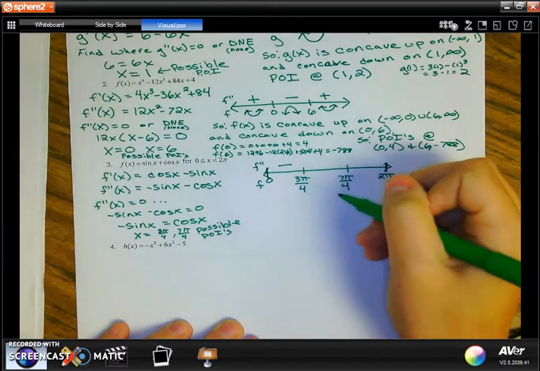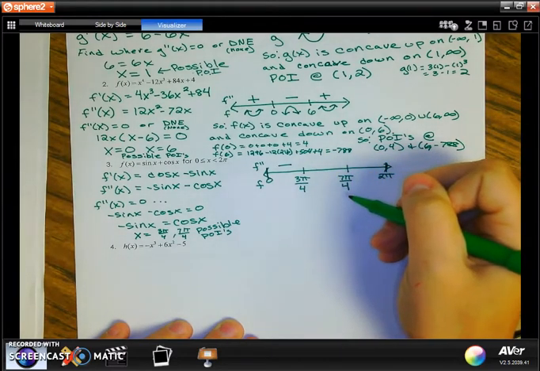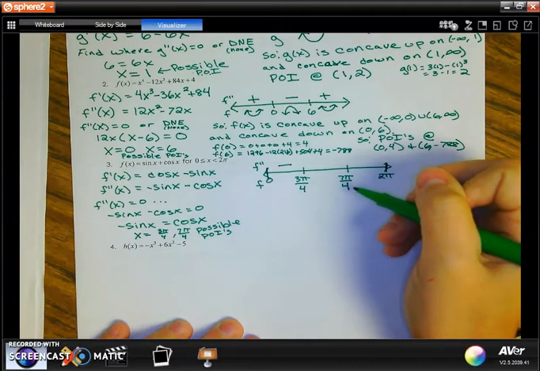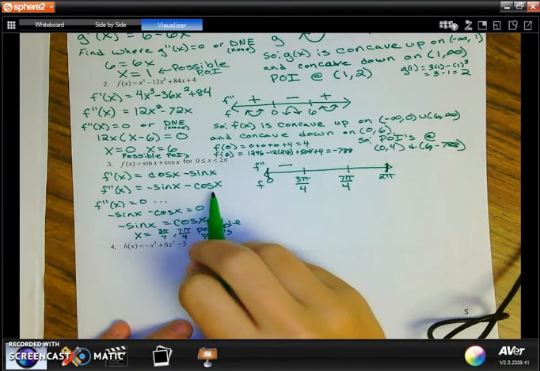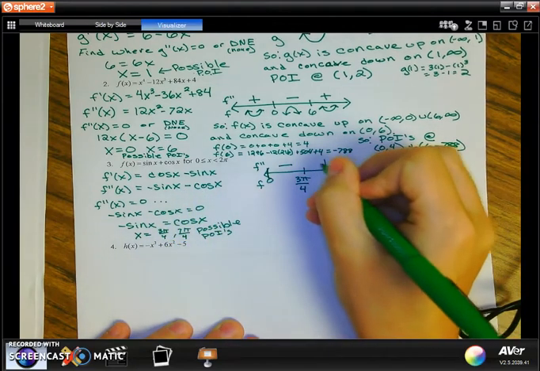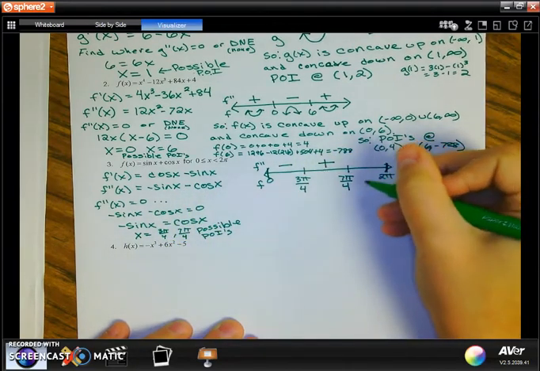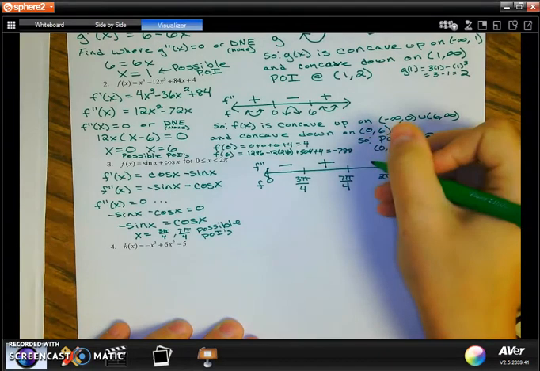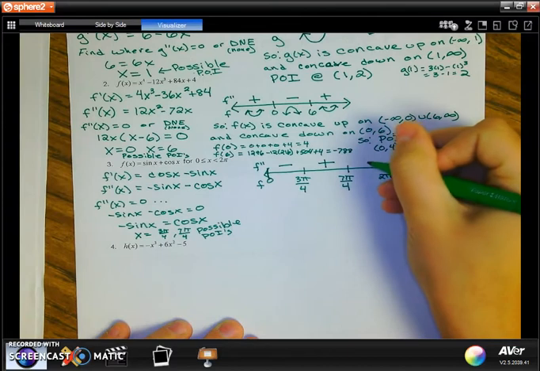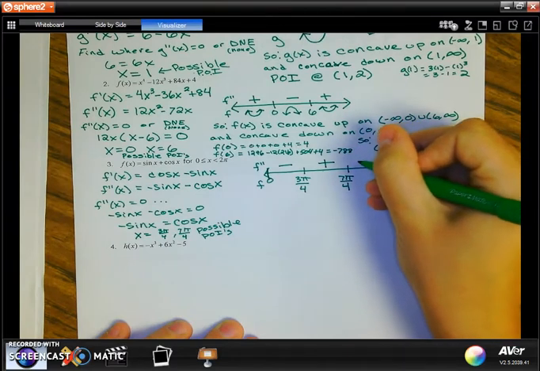Then plug in something between. A good candidate in between there would be something like pi. When I plug in pi, sine of pi is 0, cosine there is going to be a negative, but it's minus a negative, so that's a positive. And then when I plug in something like 11 pi over 6, it doesn't really matter, just anything in between there, that's going to be a negative.